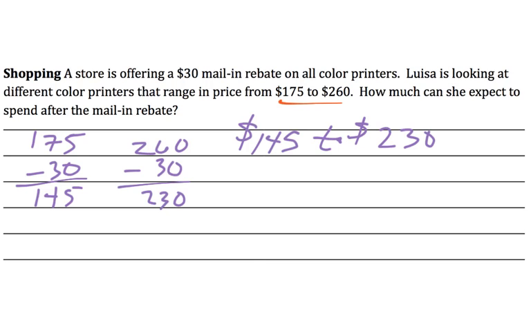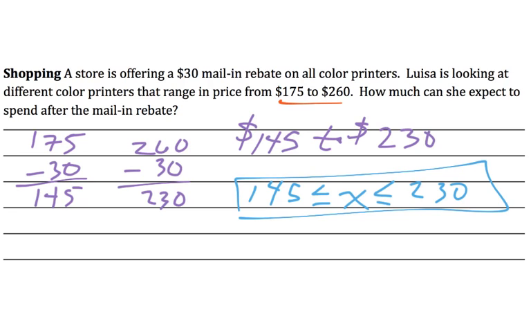But let's write this as a compound inequality where we'd say 145 is less than or equal to X, where X is what she spends. I dislike the letter S, so I could use C for cost, is less than or equal to 230. So that's really what she'll spend. You can box that to make that stand out, although this is as much the final answer as that is.